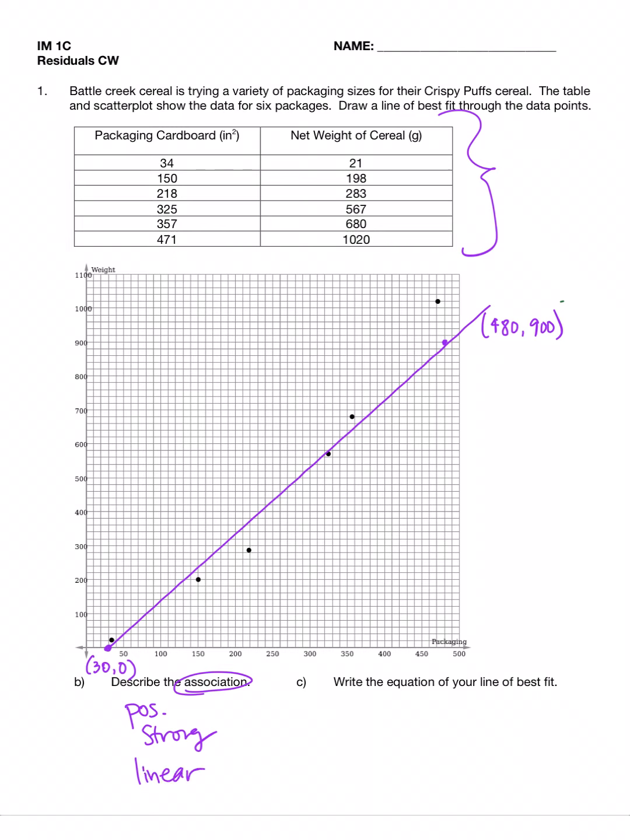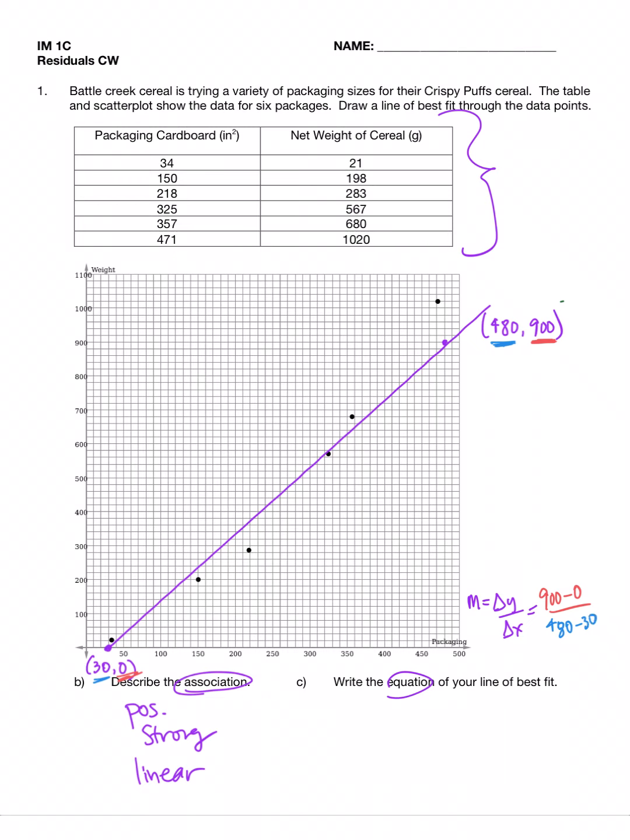Okay? So then when it says write the equation of your line of best fit, since we all have the exact same line, because I told you exactly where to draw it, we're all going to have the same equation. This is going to make things a whole lot easier. For an equation, you need 2 things. You need a slope, which is the change of y over the change of x. The change of y, and again, I have my 2 ordered pairs that I'm going to be using. So the y's are this 900 and that 0. 900 minus 0. And the x's that I'm going to use are this 480 and this 30.